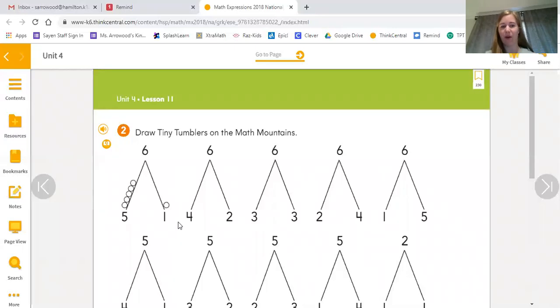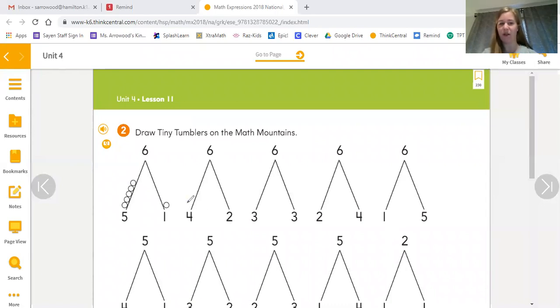So for example, here, 5 roll down this side. So we need to draw 1, 2, 3, 4, 5. And 1 tumbler rolled down this side. So I'm going to draw 1. And 5 and 1 are my partners of 6. So let's try to do the next one together. Okay, so I have 6 tumblers that live on this math mountain. 4 rolled down this side and 2 rolled down this side.